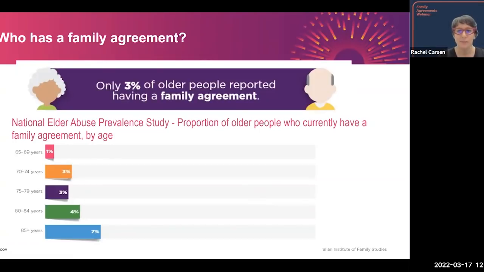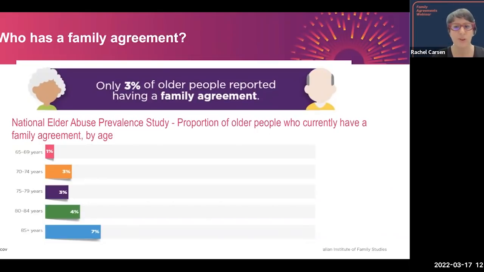And now, if we take a look on the screen, we can see that as people age, they're more likely to enter into these agreements. So you can see that at the ages between, say, 70 and 79 years, there's 3% of people who reported having this agreement. 80 to 84 years, it was 4%. It went up to 7% for people who were in the 85 plus age bracket.